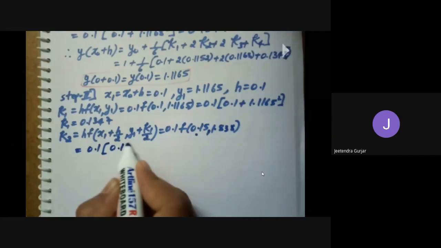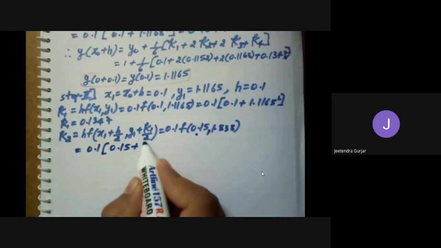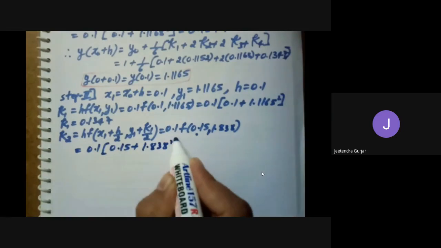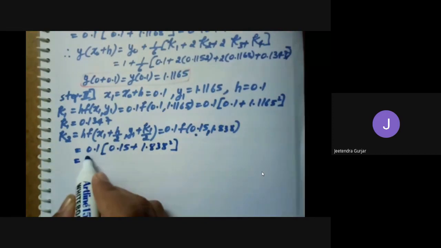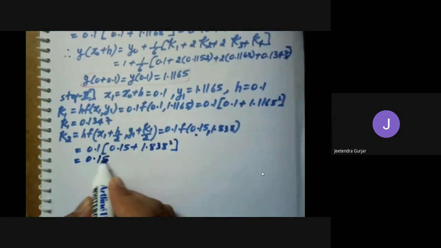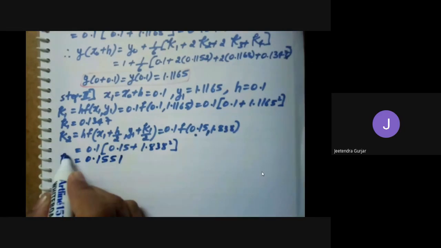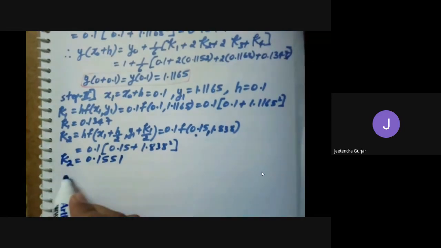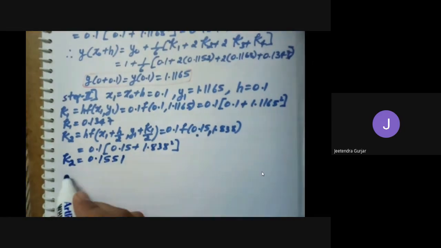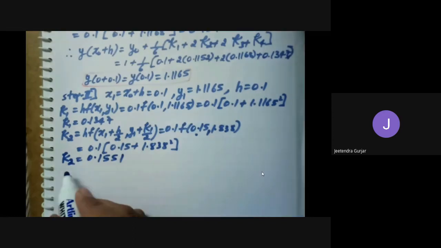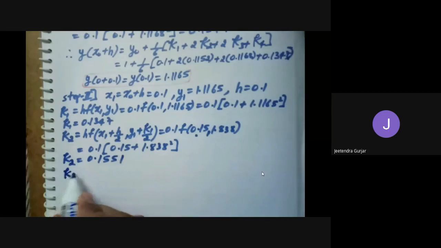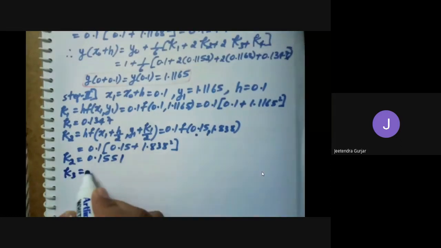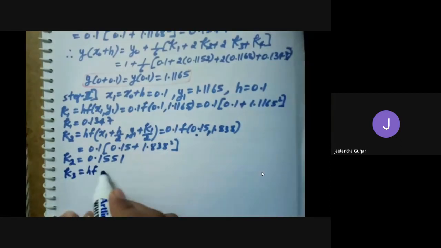So we'll start now. Substitute 0.15 plus y square. If you simplify, you can get K2 equal to 0.1551. Like this we get here. Now we'll go for K3 values. So first please write down the formula again. K3 is equal to h f of x1 plus h upon 2 comma y1 plus k2 upon 2.